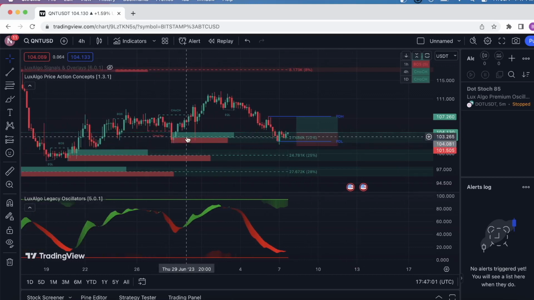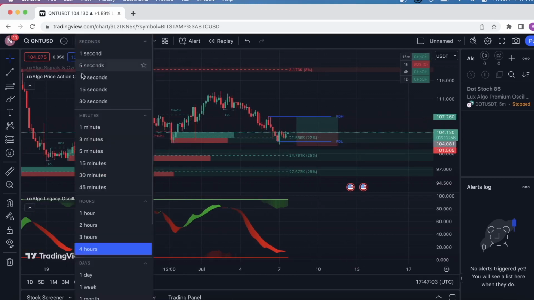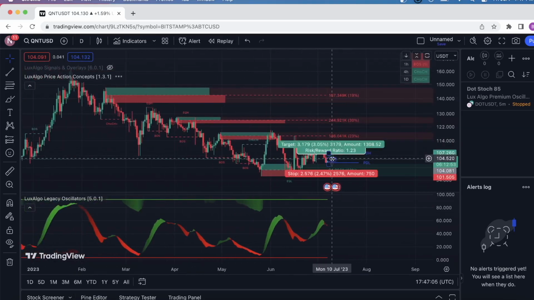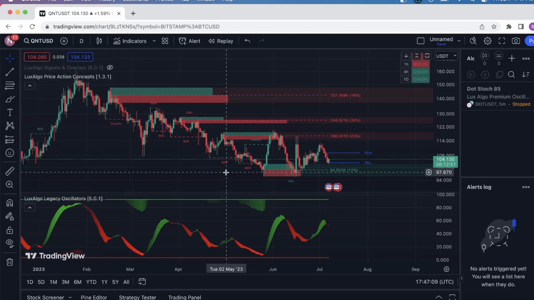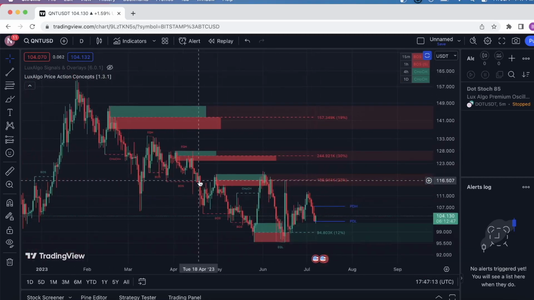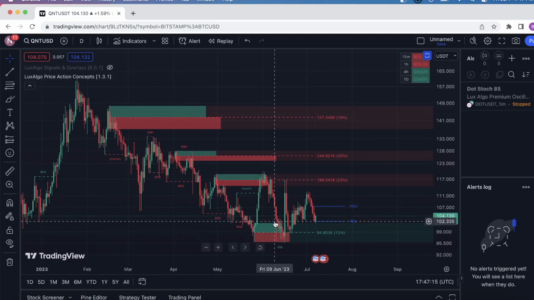Whatever, we'll see. Anyway, if I extend this out, let's look at the daily and get rid of this. Don't need that anymore. Let's see where we're at. Okay, so yeah, we're bouncing off the previous day low.